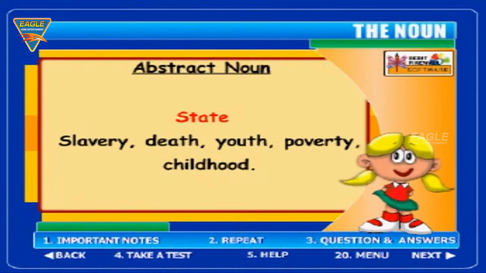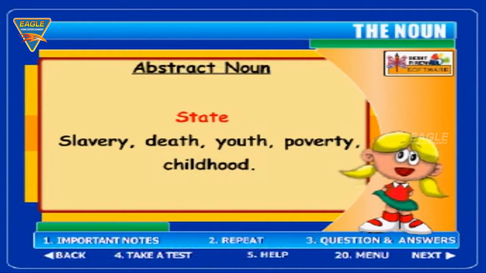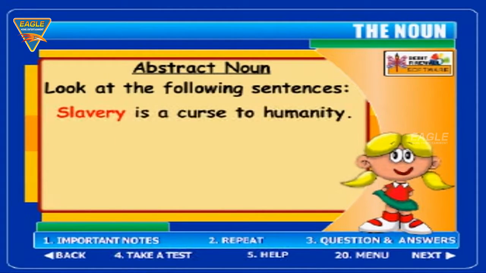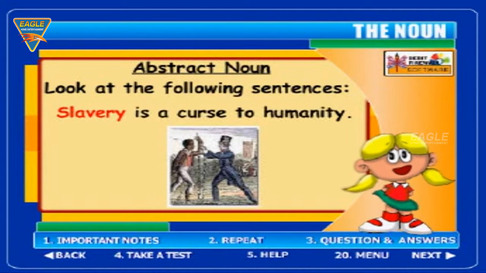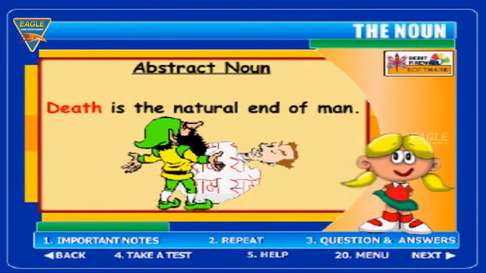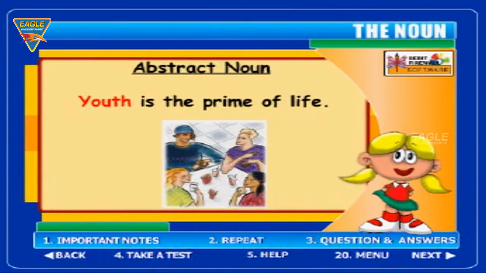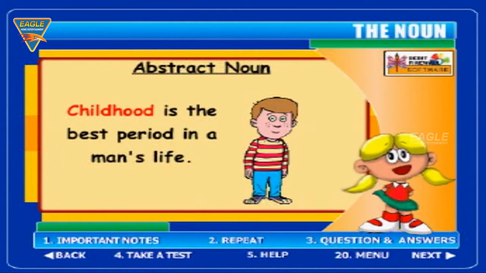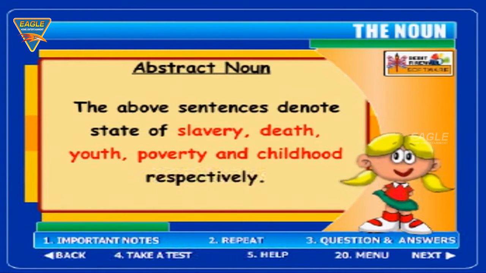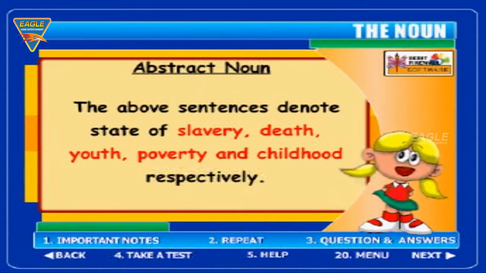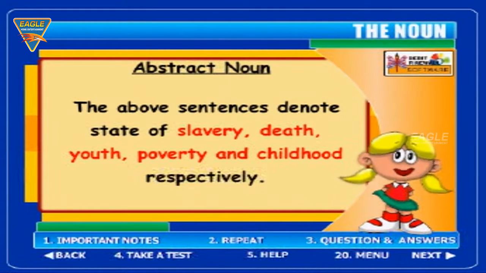State, like slavery, death, youth, poverty, childhood. Look at the following sentences. Slavery is a curse to humanity. Death is the natural end of man. Youth is the prime of life. Childhood is the best period in a man's life. The above sentences denote state of slavery, death, youth, poverty, and childhood respectively.